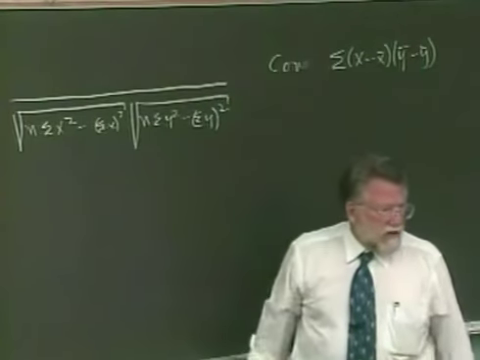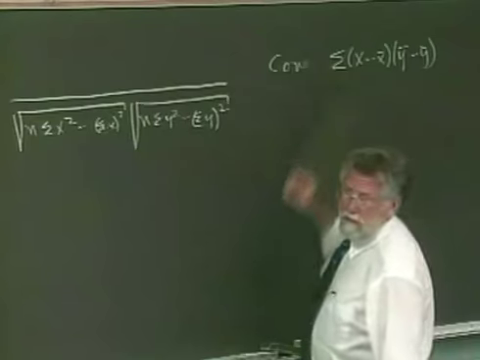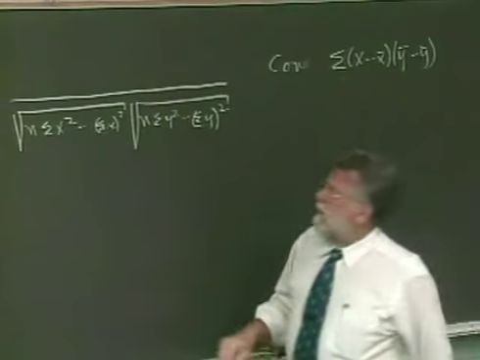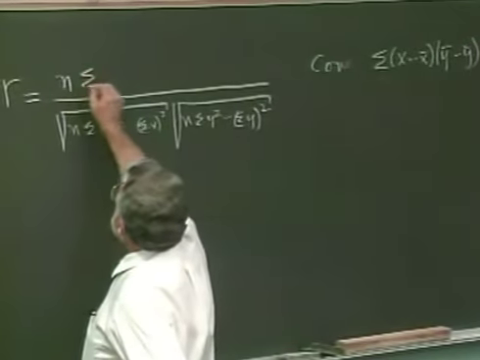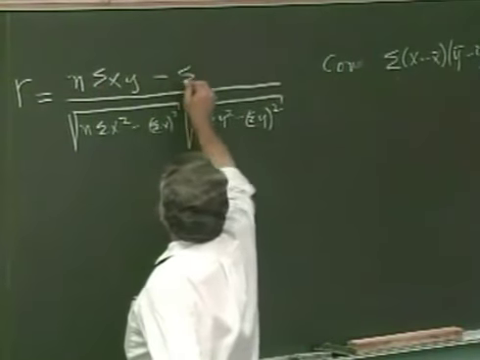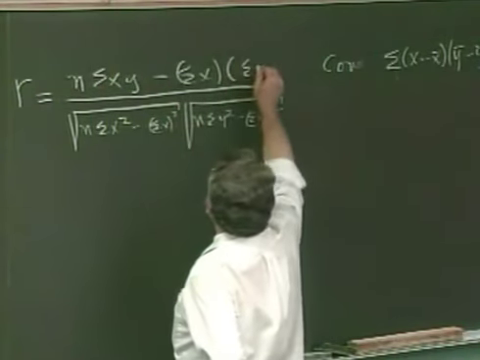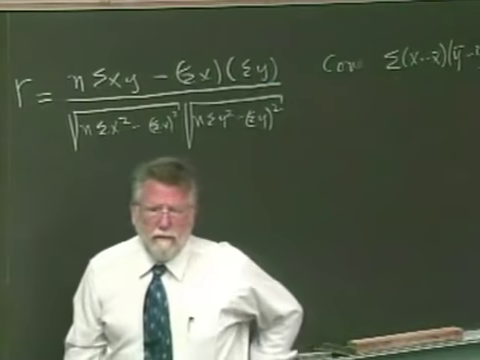Right? Now, the conceptual form is this for covariance. The computational form is to do this: the summation of x, y, minus the summation of x times the summation of y. Have I got the formula written now?